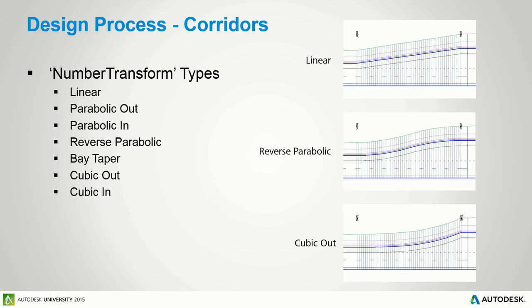This is just some of the examples of the number transform subassembly that I use first. I said it's a really powerful tool. I highly recommend using it. You can get some really cool results out of it. I only use the linear one up the top there, but as you can see, you can get parabolic out, parabolic in, reverse parabolics. You can control practically any kind of curvature through those transitioning regions.